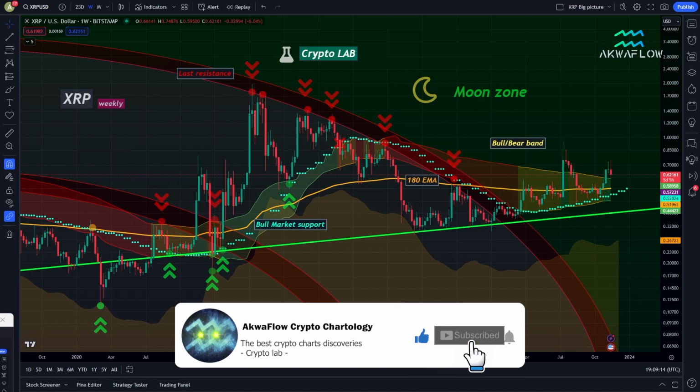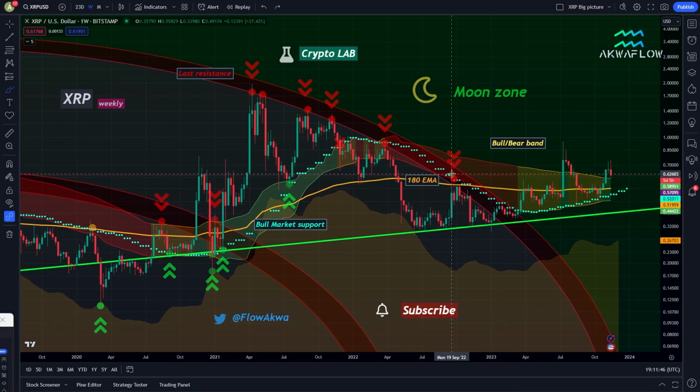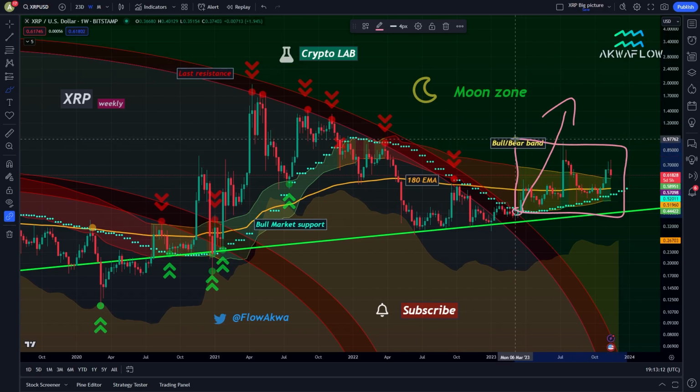Now, let's begin. This is the big picture chart, and this chart helped us to anticipate everything in the market. So, after the breakout, just right here above the bull market support, we knew that XRP wouldn't go straight up because it needed to play with the band. Indeed, we saw that the current situation we are in right now is very similar to what we had in the past when we had our breakout just right here.